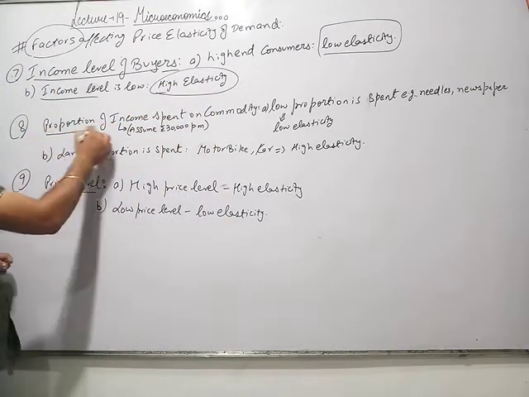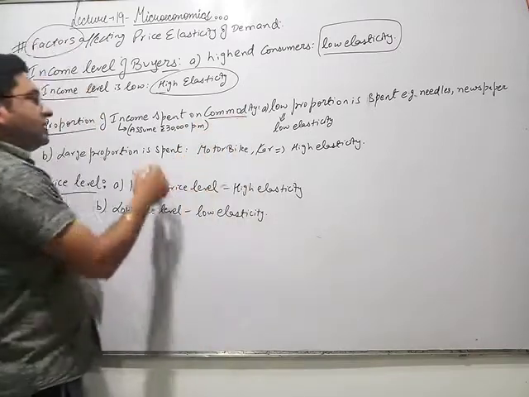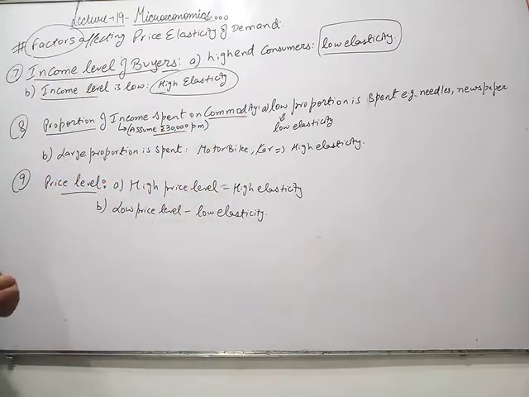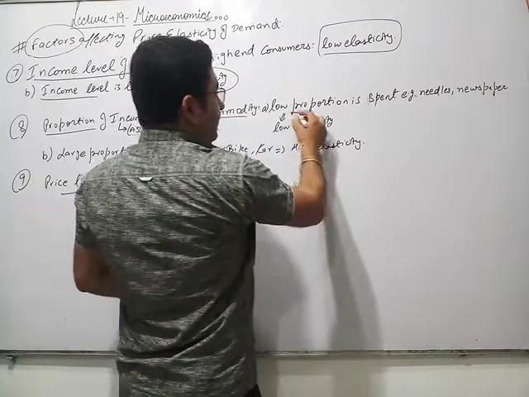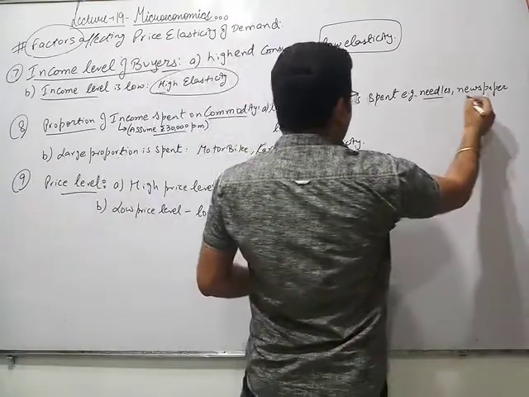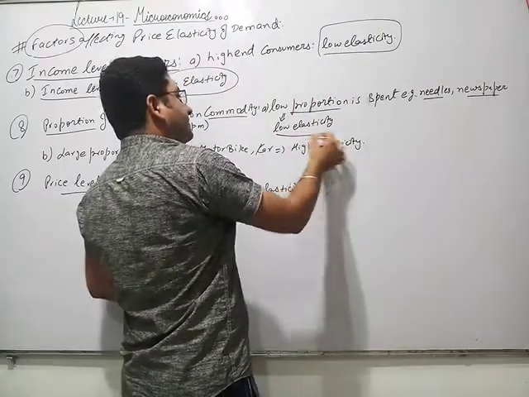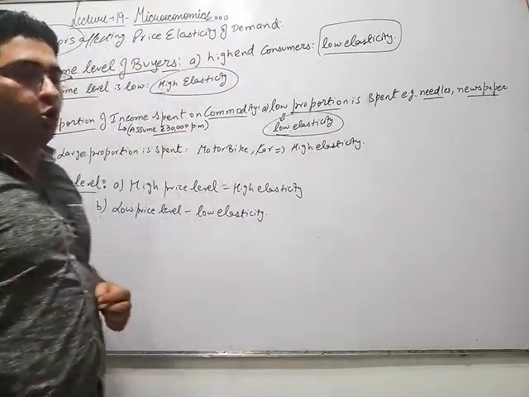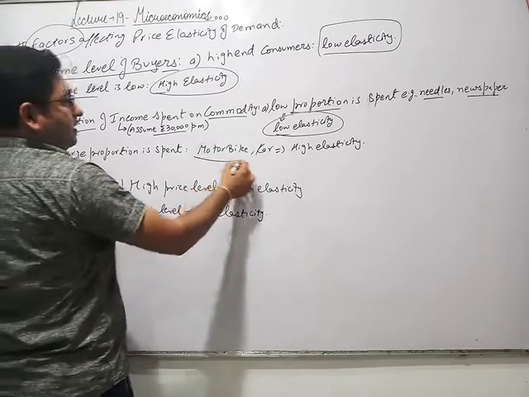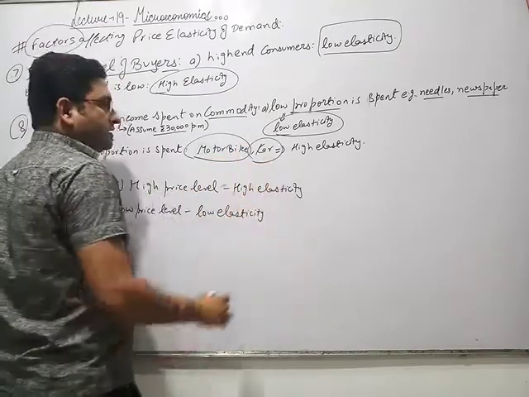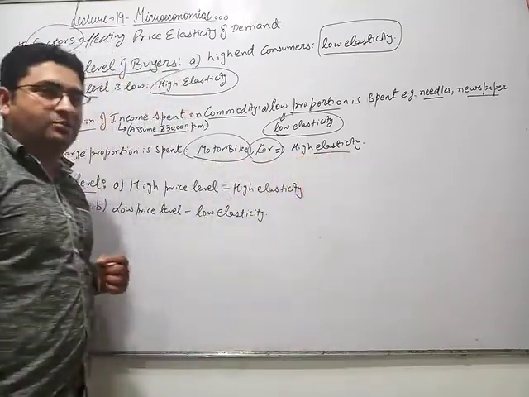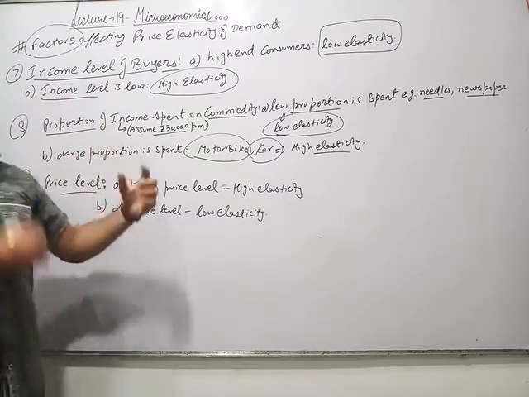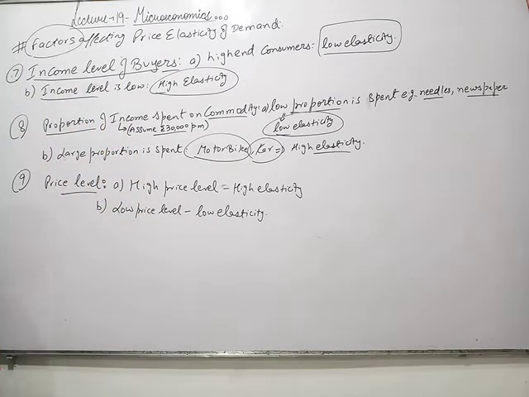Next is proportion of income spent on the commodity. Now we assume that you have an income of rupees 30,000 per month. If you're spending a low proportion, for example on needle, newspaper, etc., then your elasticity would be low. But if you're spending on a motorbike, on a car, then your elasticity would be high because you're spending a larger proportion of your regular income.